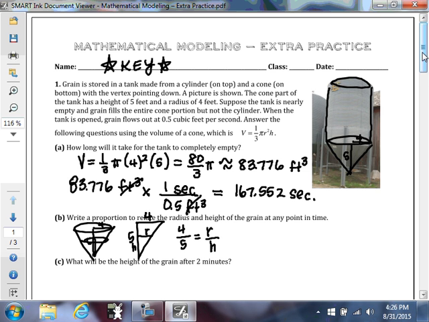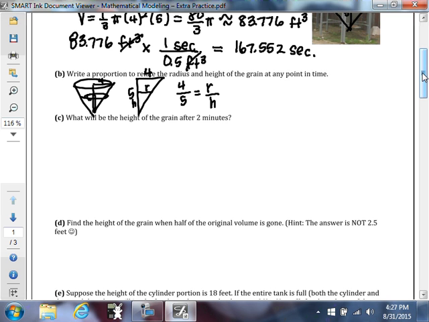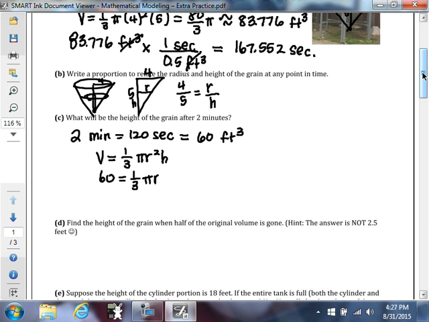So it says, what will the height of the grain be after 2 minutes? So we know that we're losing 0.5 cubic feet every single second. So after 2 minutes, right, that's the same as 120 seconds. So in those 120 seconds, we will have lost, so 0.5 for every second, 60 cubic feet. So that means our volume has to be 60 cubic feet. So we're going to have 60 equals 1/3 pi r squared h.